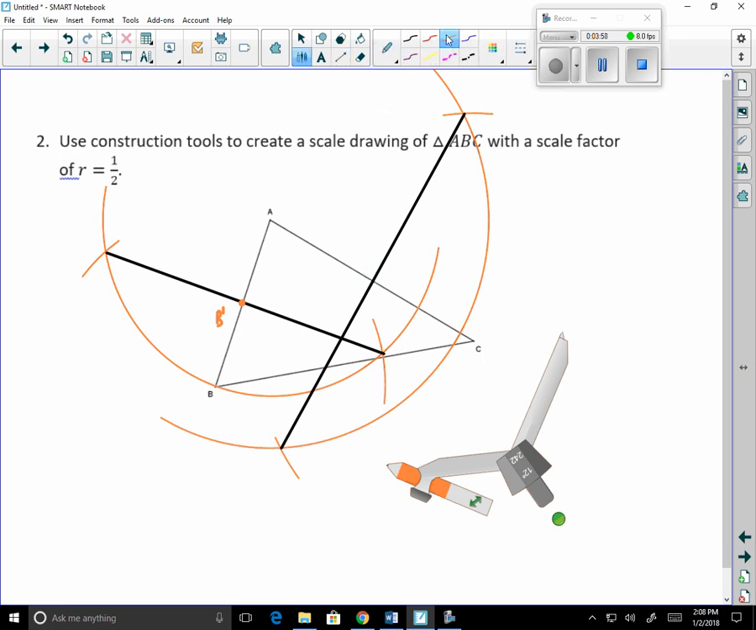Notice a very similar construction. We've done ones like this before, right? When we did the mid-segment theorem, we did this, right? So this should be somewhat familiar to us. And then we have this new triangle, A prime, B prime, C prime.